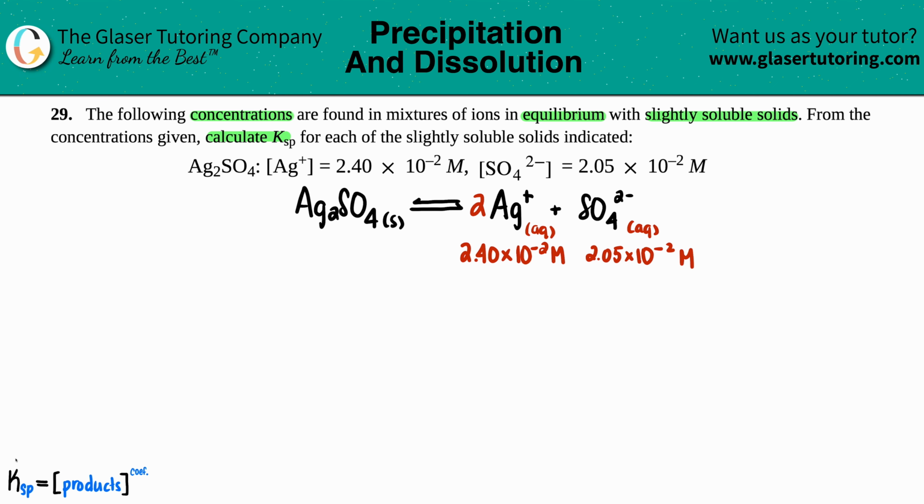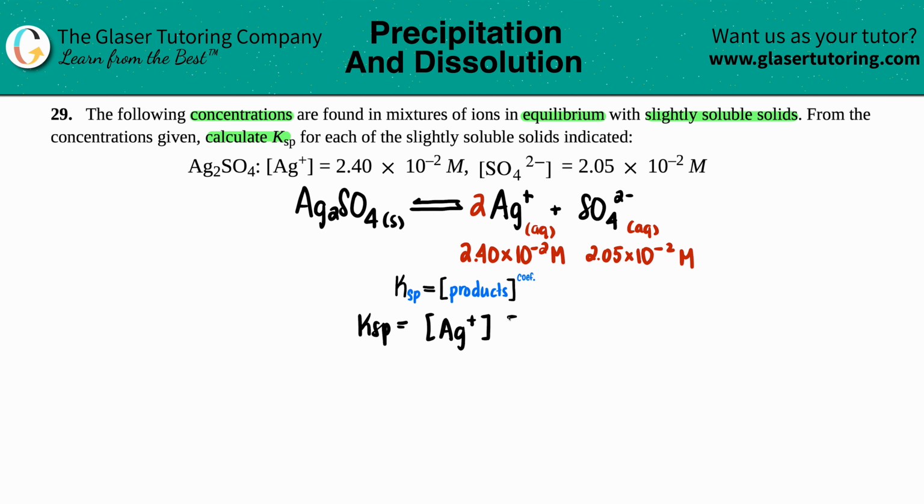Okay, let's now use our balanced equation and the general KSP formula to find our KSP formula, right? KSP is just equal to the products raised to the coefficients. So we got KSP equals the Ag plus concentration times the concentration of the sulfate, SO4 2-. Now let's just raise both of them to their coefficients. There's a 2 in front of the Ag, so that means that I have to take the Ag concentration and square it. There was no value in front of the sulfate. That just means that I have one of them, so you can raise it to the first, but it's the same as just not having it there.